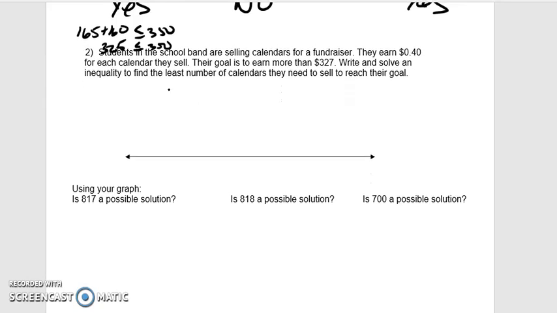All right. Let's try the next one here. We got students in the school band. They're selling calendars for a fundraiser. They earn 40 cents for each calendar they sell. Their goal is to earn more than $327. Write and solve an inequality to find the least number of calendars they need to sell to reach their particular goal.